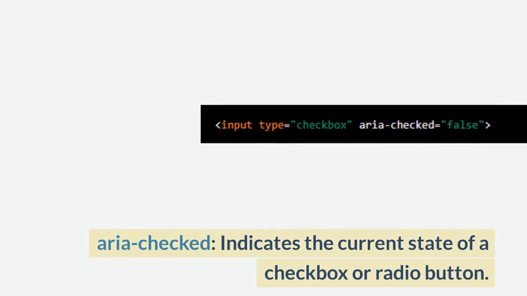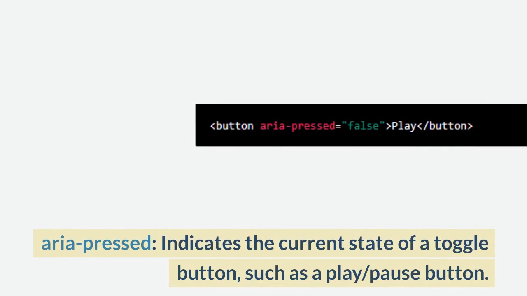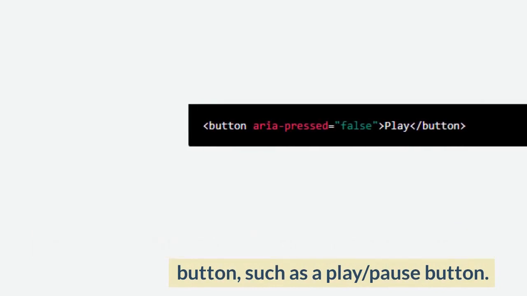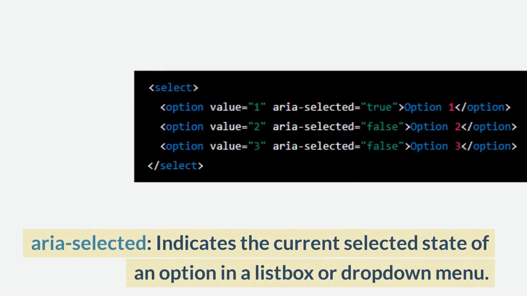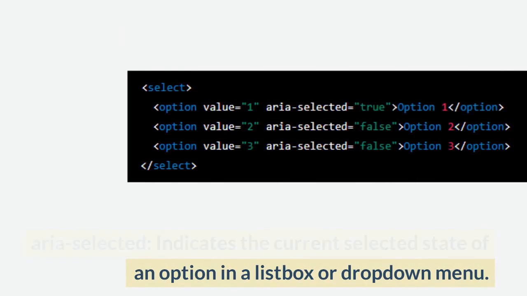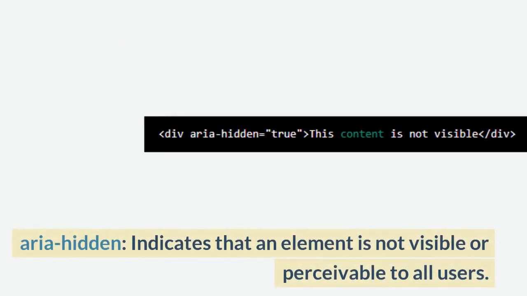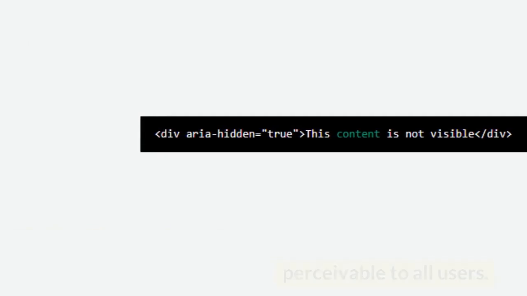Aria-checked indicates the current state of a checkbox or radio button. Aria-pressed indicates the current state of a toggle button, such as a play, pause button. Aria-selected indicates the current selected state of an option in a list box or drop-down menu. Aria-hidden indicates that an element is not visible or perceivable to all users.